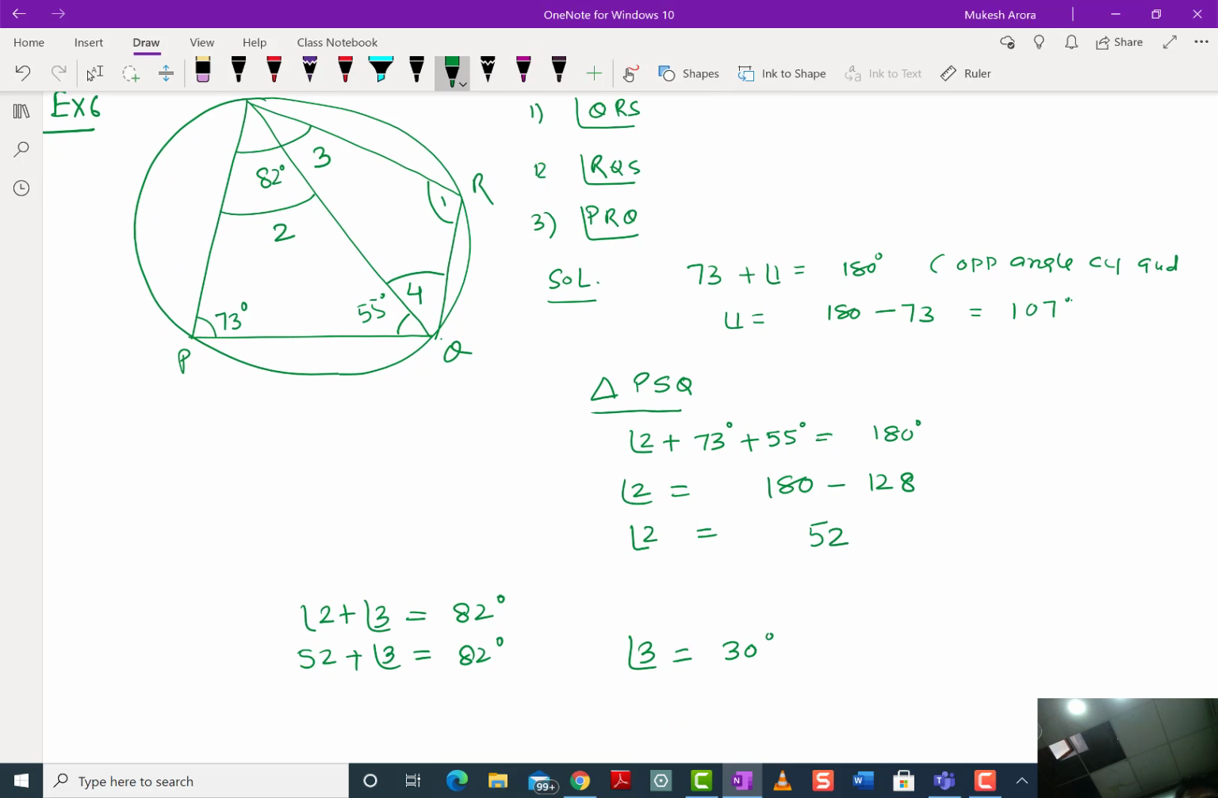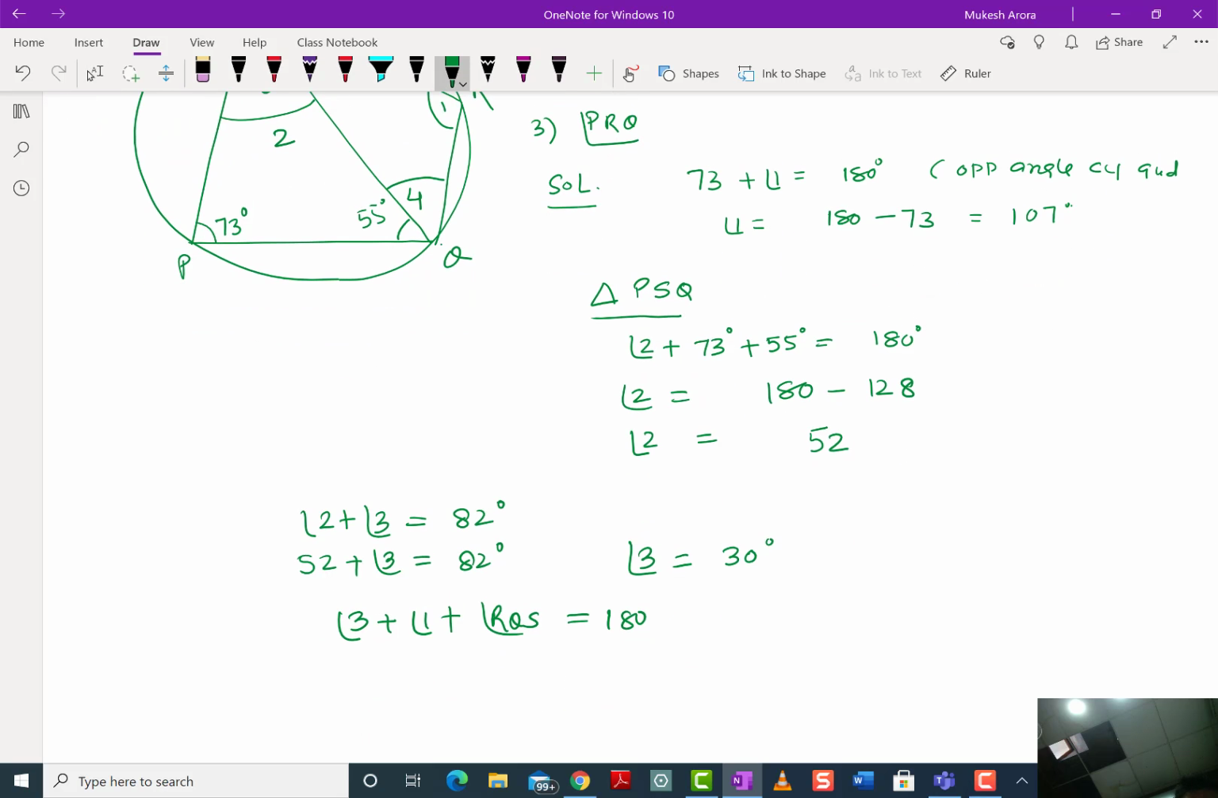Now angle 3 plus angle 1 plus angle RQS is equal to 180. So 3 is 30, 1 is 107, plus RQS is equal to 180. So RQS is equal to 180 minus 137, which is 43 degrees.